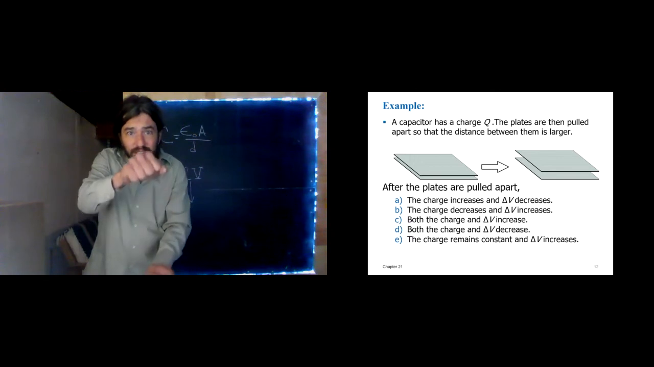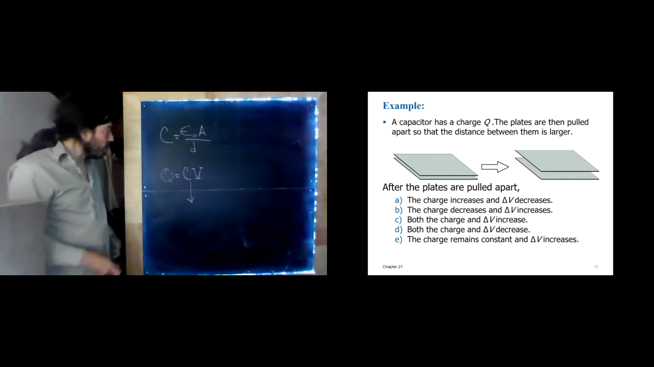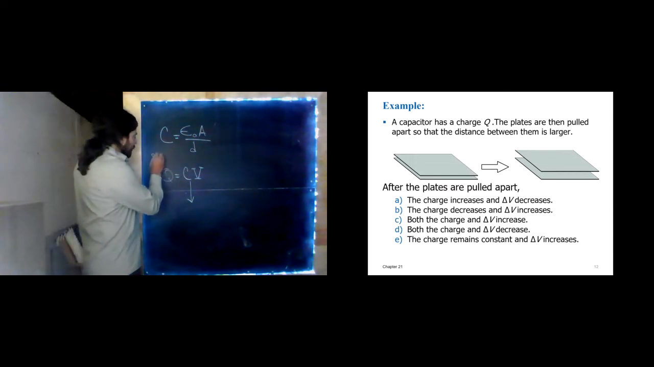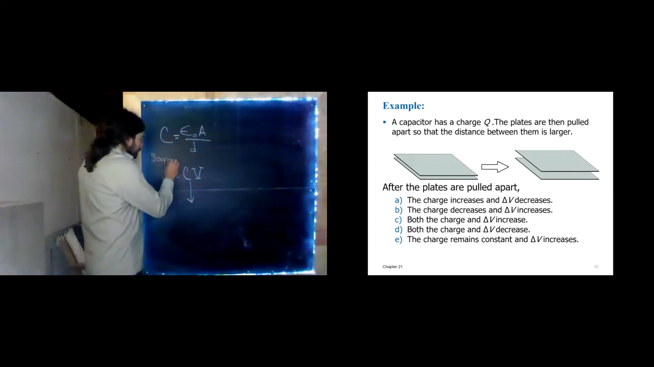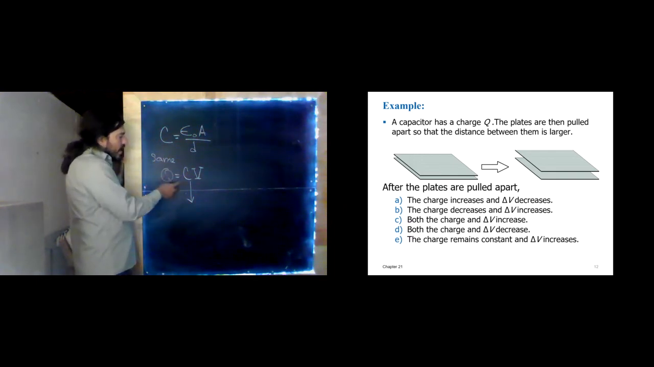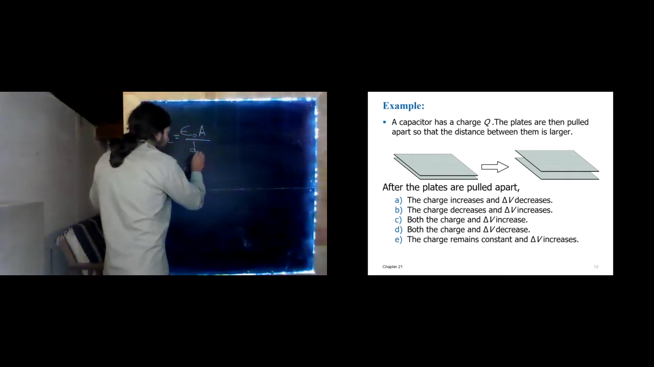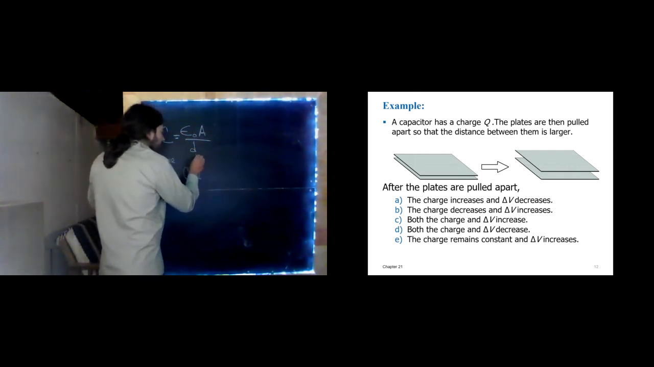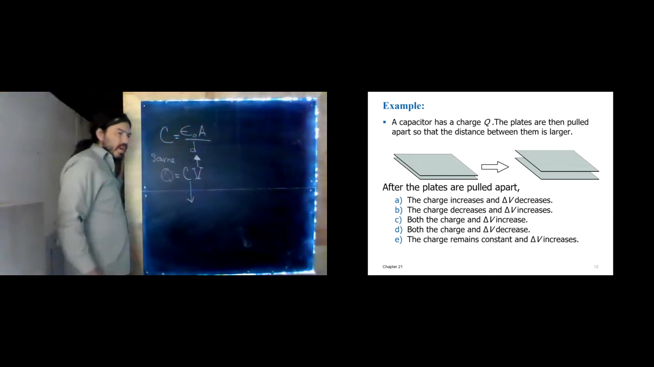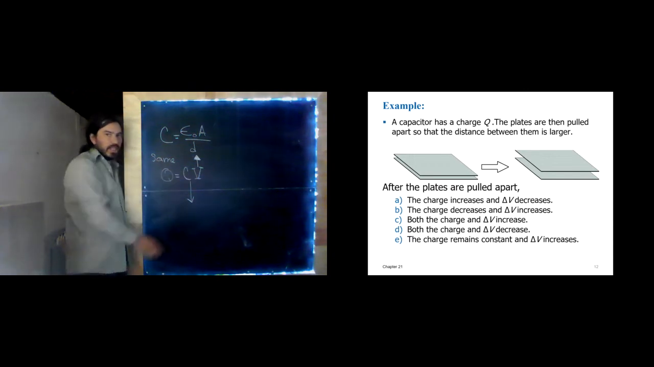I'm using my insulated gloves to separate them. There is no way for Q to change. Therefore, it stays the same. Okay, so Q is the same. If C decreases, in order to keep Q the same, the potential must increase. So, which of these answers says that charge stays the same and the potential increases?